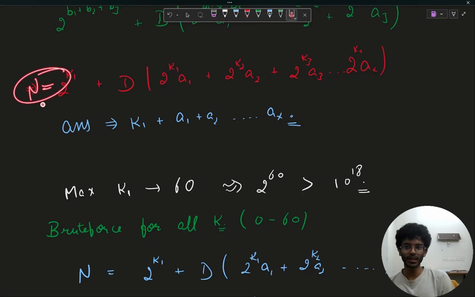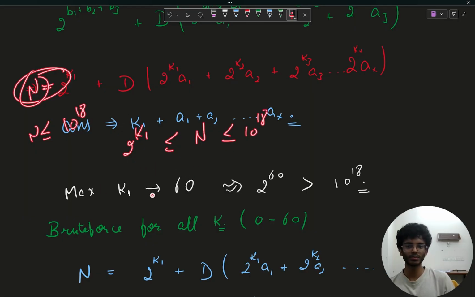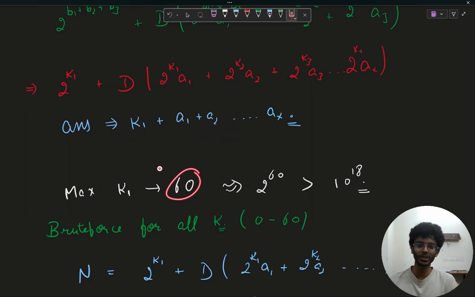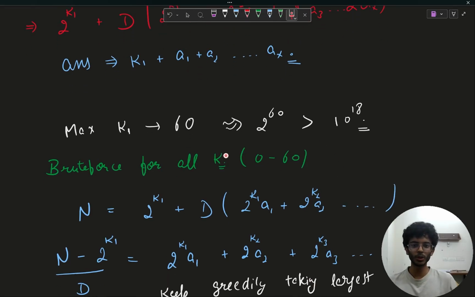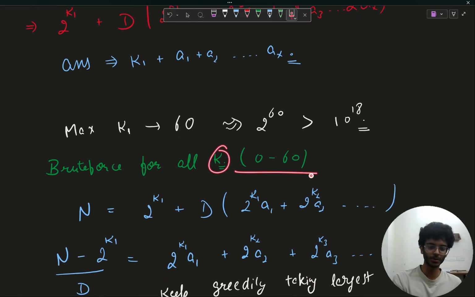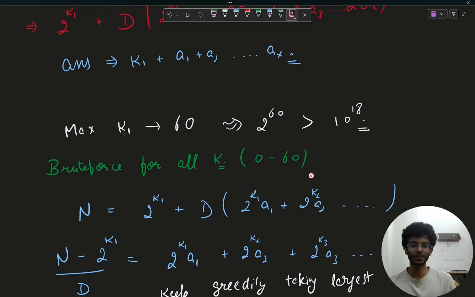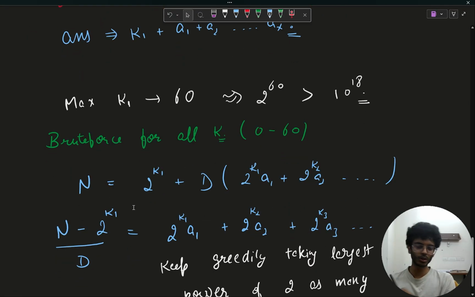Our n is equal to this, and n is bounded by less than or equal to 10 raised to the power 18. So this 2 raised to the power k1 also has to be less than or equal to n, so it also has to be less than or equal to 10 raised to the power 18. So the maximum value of k1 can be 60 only. Now we can just brute force over all of these possible values of k1, and minimize our answer over all the possible values. And if over all the possible values the answer does not exist, we can simply print -1.